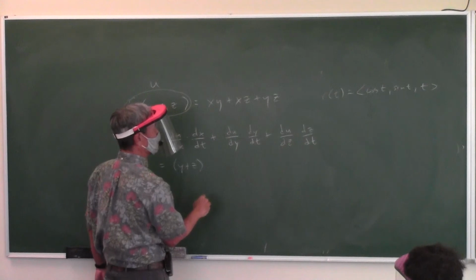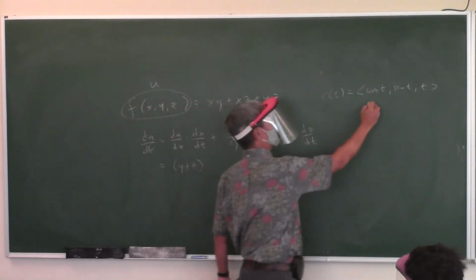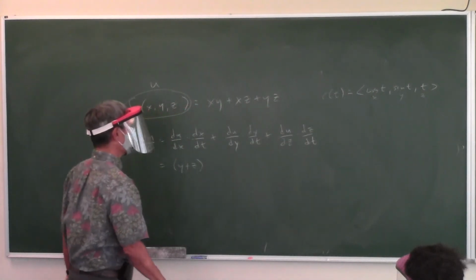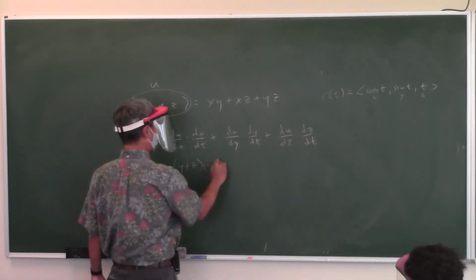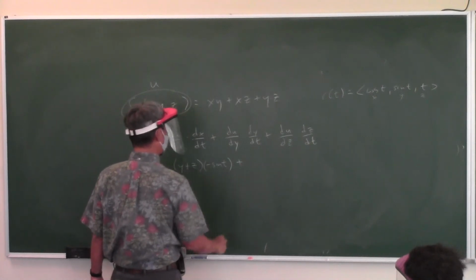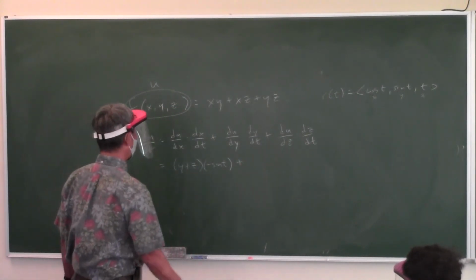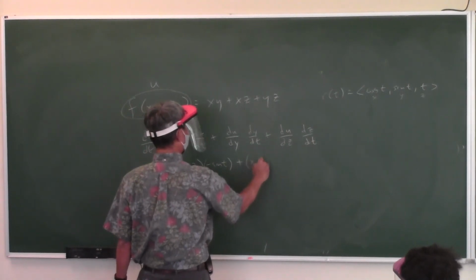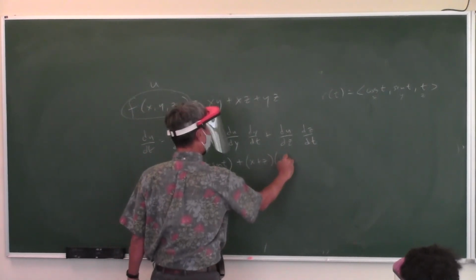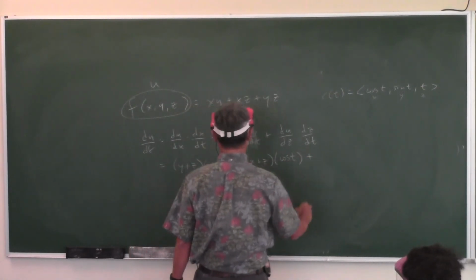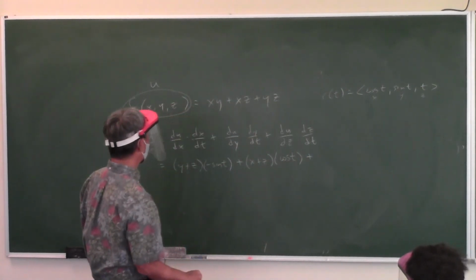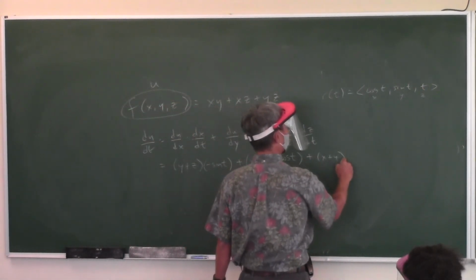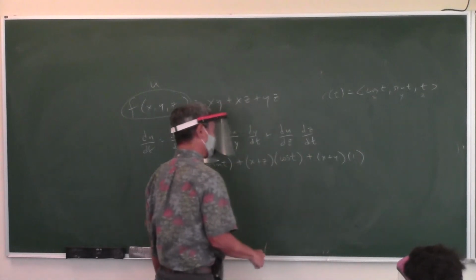Times dx/dt. And remember, these are the x, y, and z parametric equations. Song? Minus sine t. See, so easy. Okay, next one. Hong, du/dy: x plus z, cosine t. And then x plus y, times 1. And there you go.